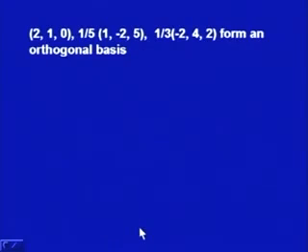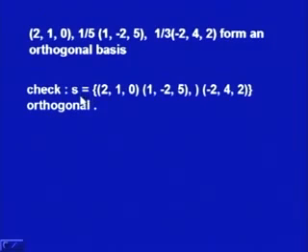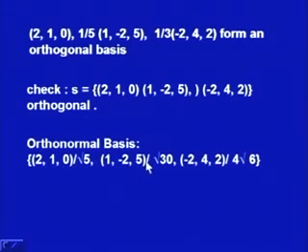So, all the 3 vectors are obtained. Now, (2, 1, 0), (1/5)(1, -2, 5) and (1/3)(-2, 4, 2) form an orthogonal basis, and if you have to obtain the orthonormal basis, then we simply divide these vectors by their norms. So, (1, -2, 5) is divided by root 30, its norm, and (-2, 4, 2) is divided by its norm. So, this is the orthonormal basis. One can check that this is an orthogonal set and this is an orthonormal set. So, that is how we apply the Gram-Schmidt process to arrive at the orthonormal basis from the given basis.